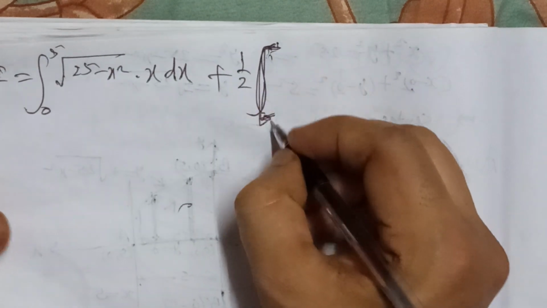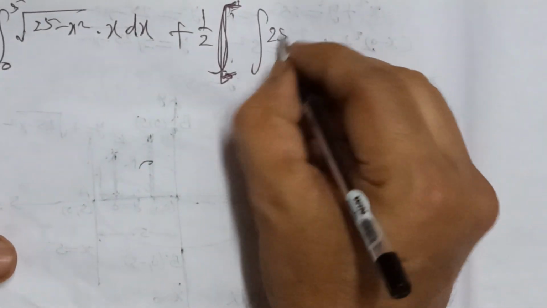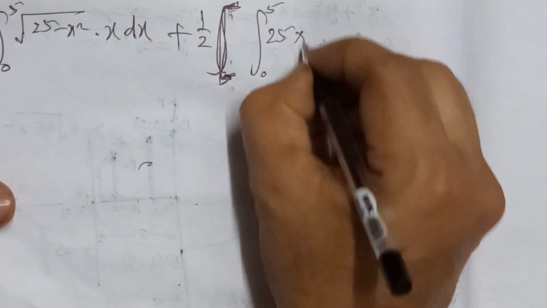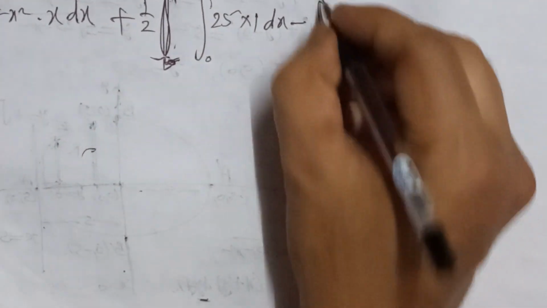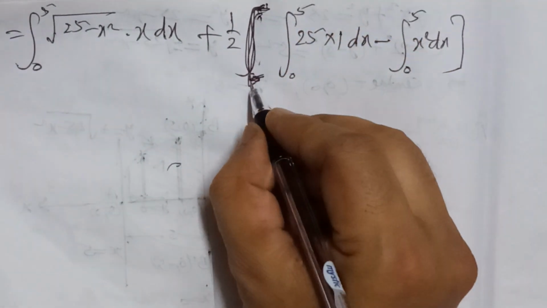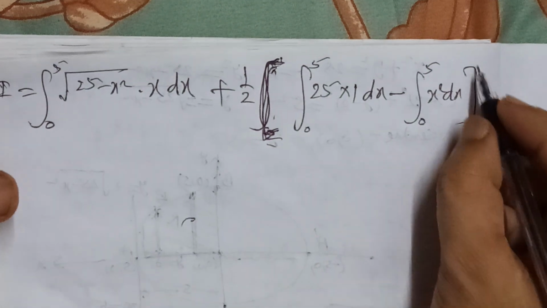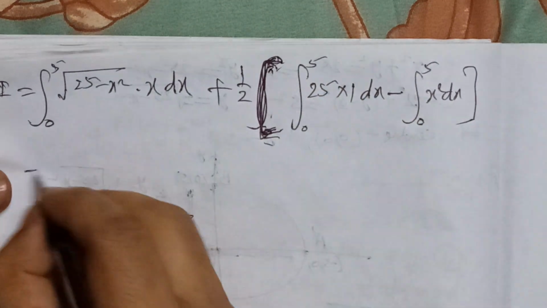So I apply here a square bracket and take this integration sign to 25, and we can write 25 as 25 into 1 with respect to x minus integration of x square from 0 to 5 with respect to x. Close bracket. This is the starting bracket, and this is the closing bracket, a square bracket.